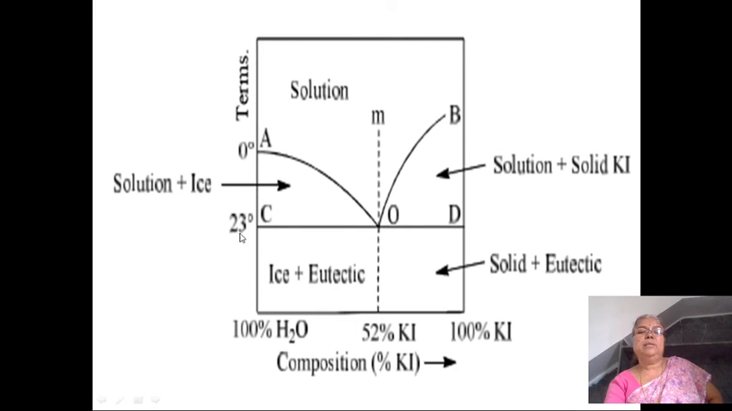This is the explanation of the two component system, the KI water system. And as this temperature is 23 degrees centigrade, at this minimum temperature we have solid ice as well as solid KI and the saturated solution of KI and water. This O point is a eutectic point.